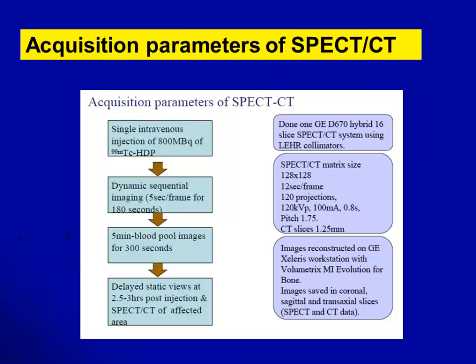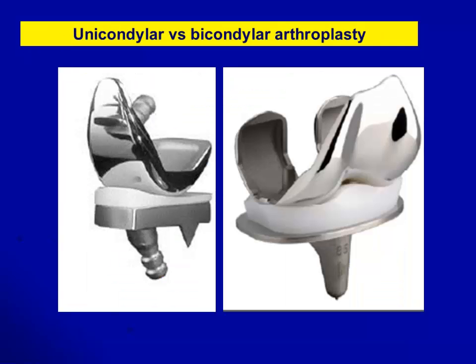This has been already covered. I'm just going to be very quick. Somebody asked about the protocol. This is a standard protocol we follow, and you can use it with slight tweaks here and there, with the kV and mA adjusted according to the region of interest. So nothing much different. We use GE's D670 hybrid 16-slice SPECT CT. Yes, the same protocol. Now the important thing is you need to know whether it's unicondylar, unicompartmental.